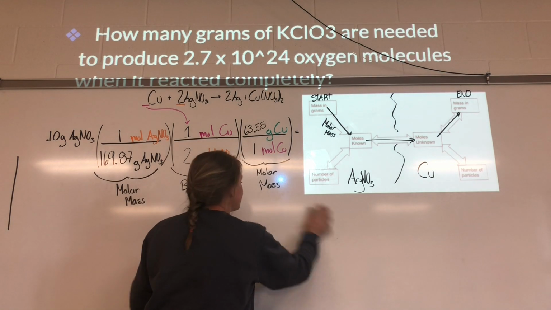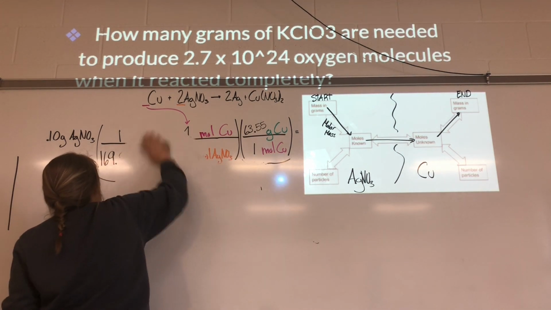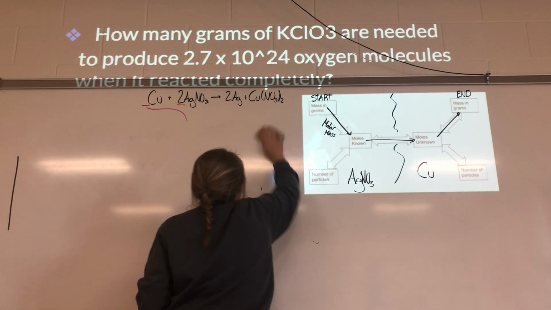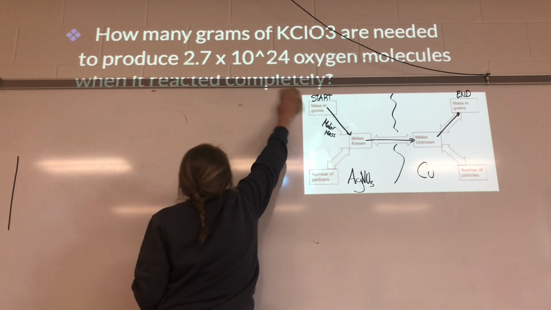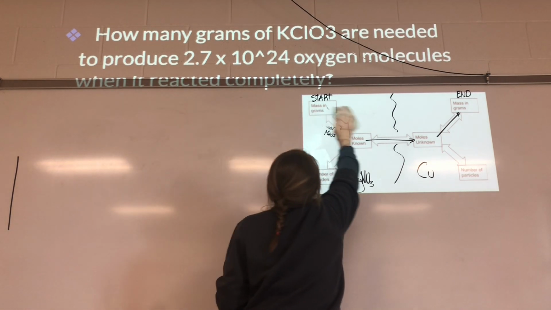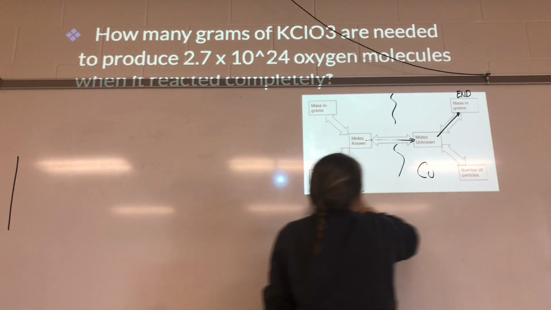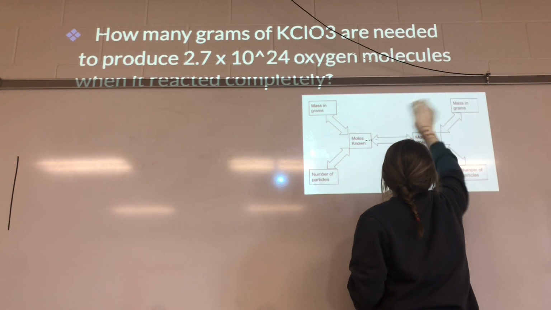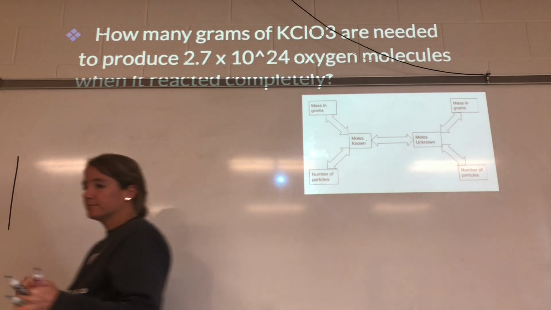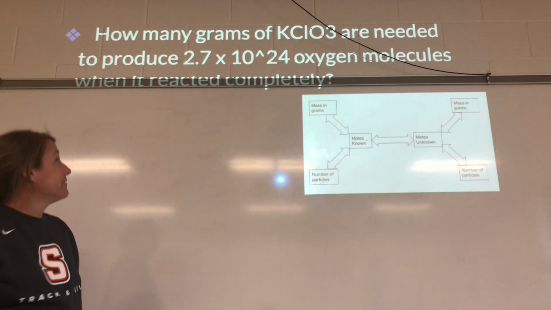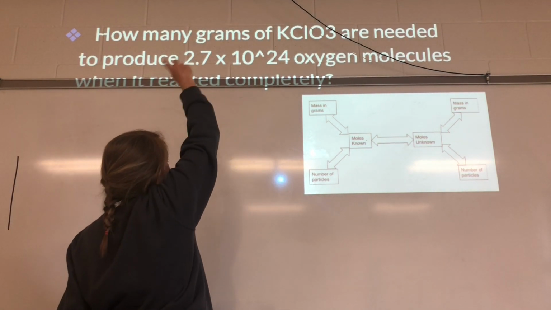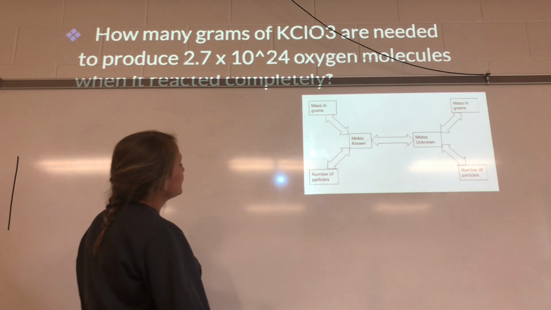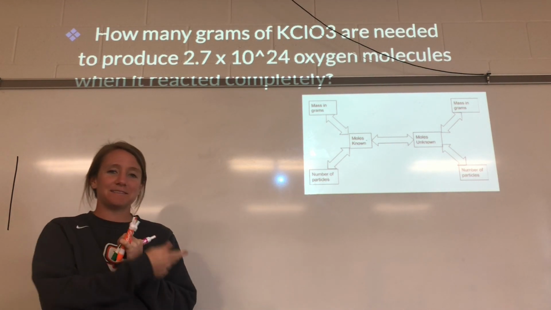Okay, so same thing again. Let's read the question and identify what we're trying to find and what we already know, so we can build our map to get us there. So let's get some smiley faces from home. So take a moment and circle what you're trying to find and underline what you know. All right, if you have circled grams of KClO3, you can have 1 smiley face. And if you have underlined 2.7 times 10 to the 24 oxygen molecules, you can have a 2nd smiley face.